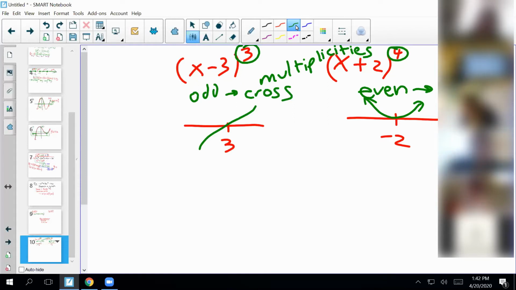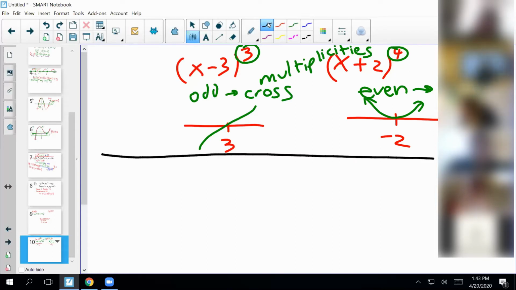And then for end behavior, the short version is basically this little chart. So let me go on here. So end behavior.